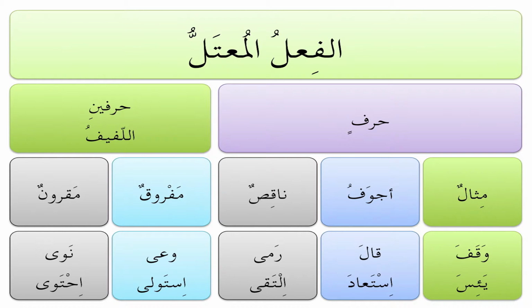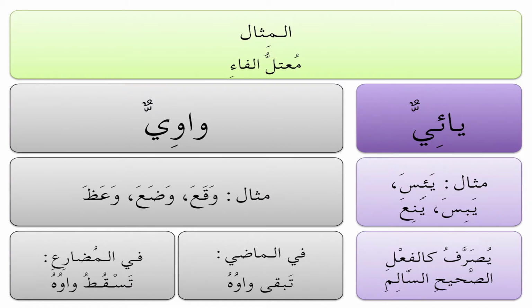المثال هو معتل الفاء، يعني has a واو or ياء in the beginning of its root, right? So ومعتل الفاء من نوعين، يائي if it starts with a ياء we call it يائي، واوي if it starts with a واو. So look at the example here. مثال يئس، يبس، ينع. These verbs are starting with a ياء, so we call them يائي.